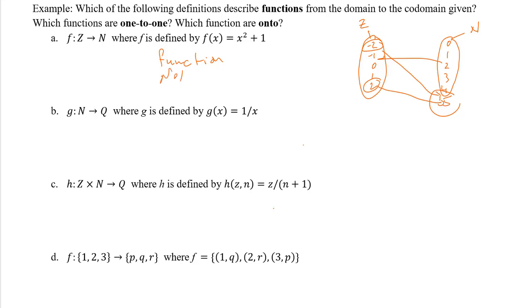So not one-to-one. Is this onto? This is not onto, because there is plus 1 no matter what I do. Plus 1, so 0, nothing points at the 0. So 0 right here stays by itself, and therefore it's not onto.